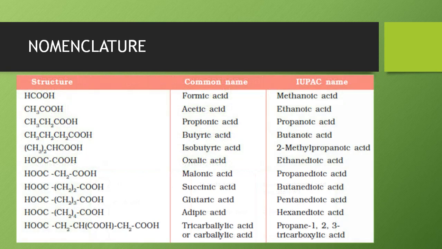Here is a table of different carboxylic acids: methanoic acid, ethanoic acid, propanoic acid, butanoic acid, 2-methyl propanoic acid, then ethane dioic acid, then propane dioic acid, butane dioic acid, and the last one is propane 1,2,3 tricarboxylic acid.